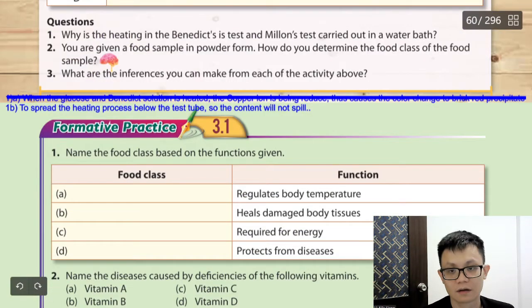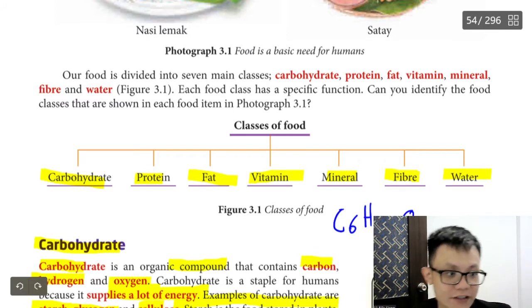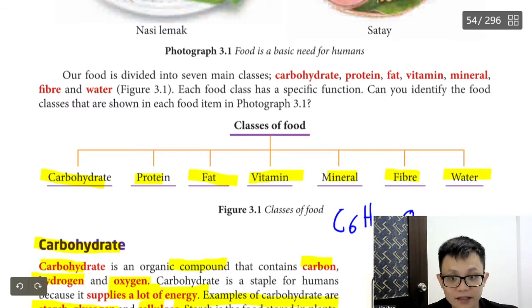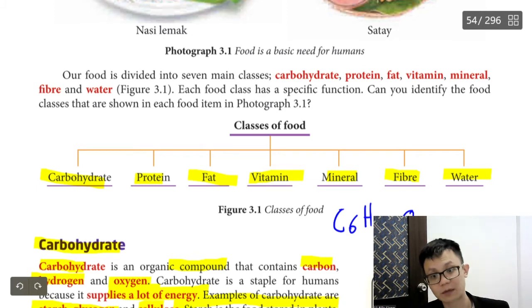So before we know what this question is, let's know what food class is first. Okay, we go back and find what food class is. Basically food class, we can see here is carbohydrate, protein, fat, vitamin, mineral, fiber, and water. So 1, 2, 3, 4, 5, 6, 7. So food class got 7.